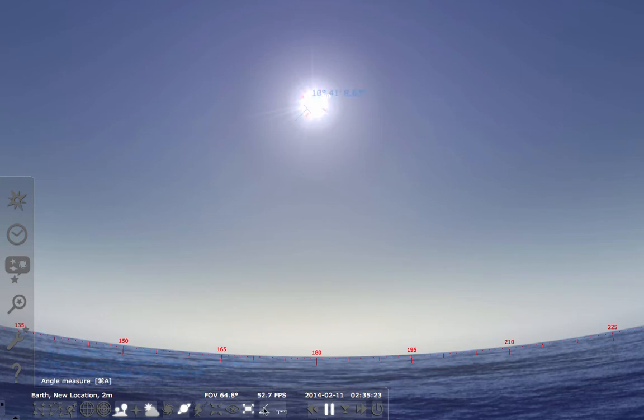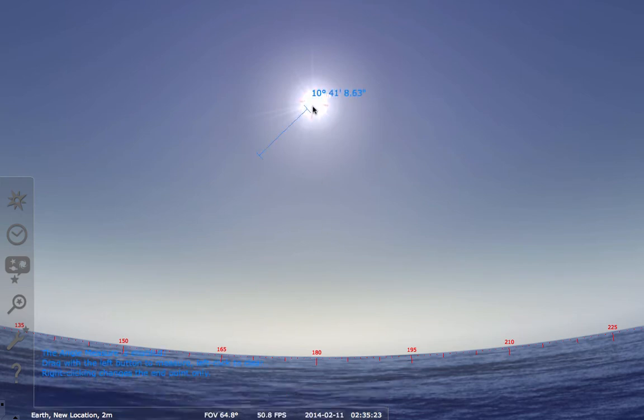So there's my angle measure tool. And I go from the center of the sun down to the south horizon. And hopefully I'm not too far off. It says 40 degrees and 18 minutes. And I'm not going to worry about the seconds, the arc seconds. So 40 18 is the altitude of the sun. So I'm going to write that down in my notebook.